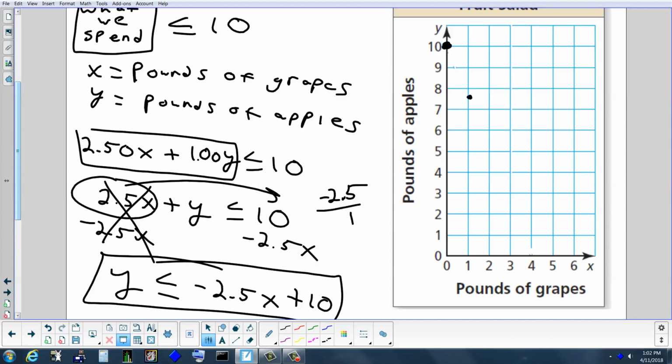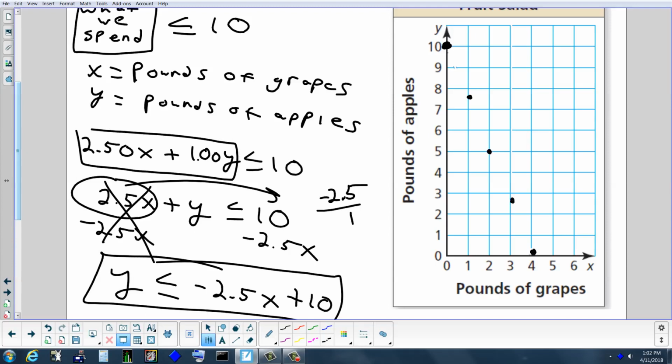And then what do I do from this dot? You keep going until you don't want to. So I go down 2.5 and over 1, and make another dot. I'm probably gonna run out of space pretty soon. Down 2.5, over 1. I can do it exactly one more time. Okay, so I got my dots.